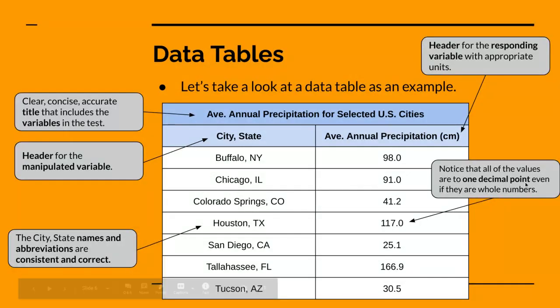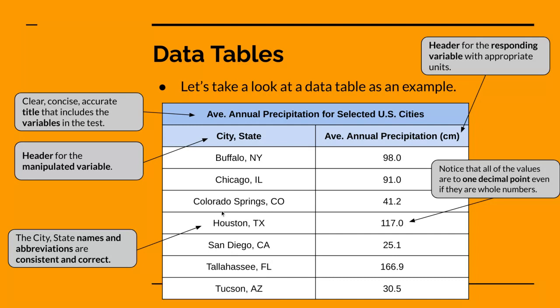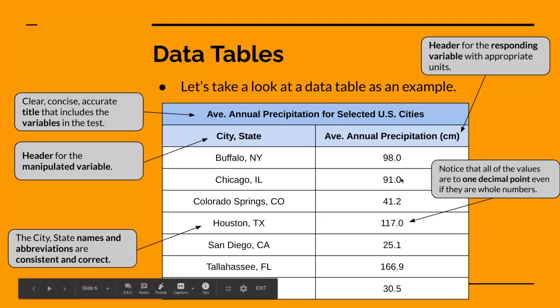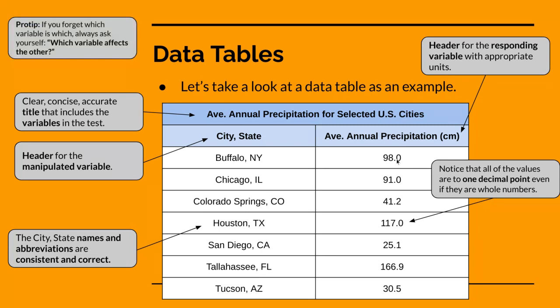So all of our decimal points, these are consistent values. This is consistent. This is consistent. This is consistent because the abbreviations are correct and they're all abbreviations and we spell out the city names. This is consistent and correct. Okay, this is consistent because we are keeping to 1 decimal value. It's perfect. Okay. And then lastly, before we move on to making graphs, here's a pro tip.